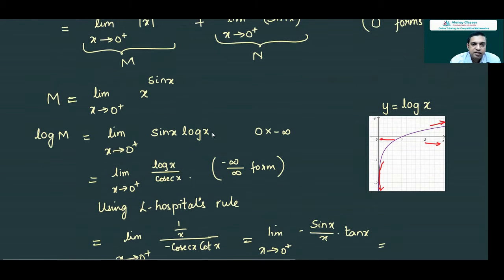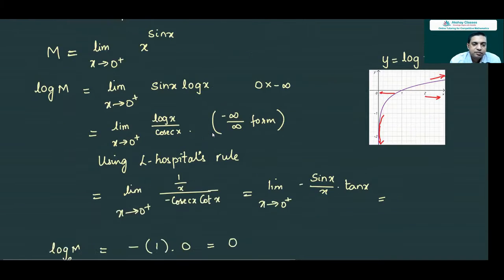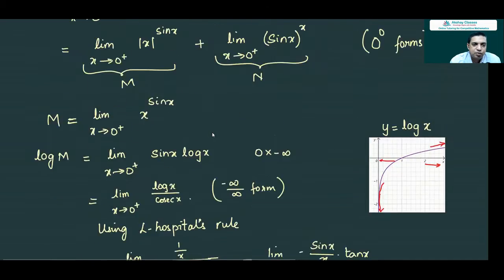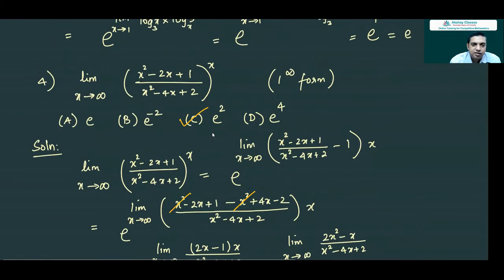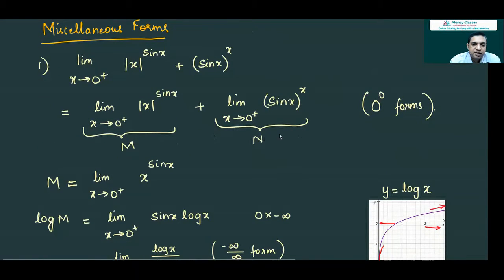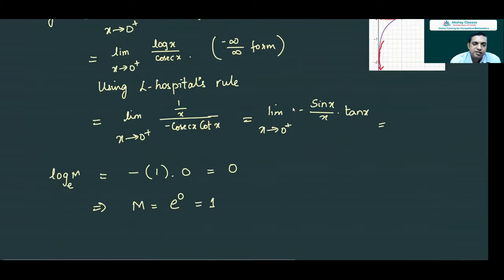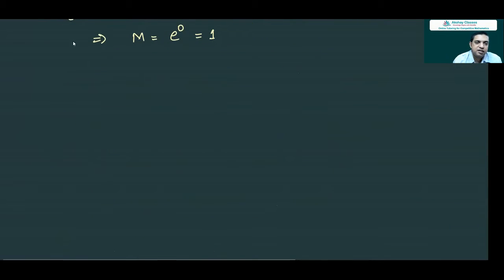Very interesting. This is an important limit. This tends to 1. This is how we need to do. Second, what is the second part? Sorry, yeah. The second part, n part, limit x tends to 0 plus sine x power x. So m is 1. Now n.